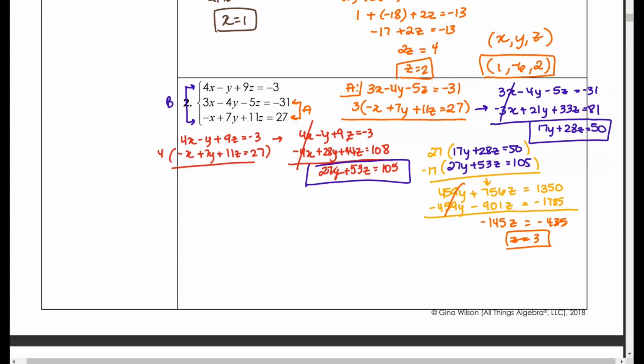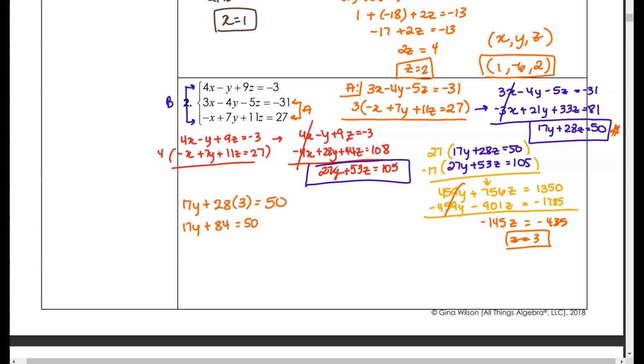All right, let's go ahead, and once we have our z value, we're going to go back to our 2 by 2 system. So what we have here in blue, pick one to plug it in. I'm just going to go ahead and pick this one here. So I'm going to have 17y plus 28 times 3 equals 50. 17y plus 28 times 3, we have 84 equals 50.